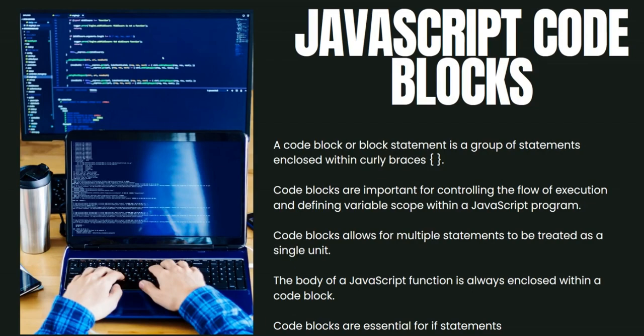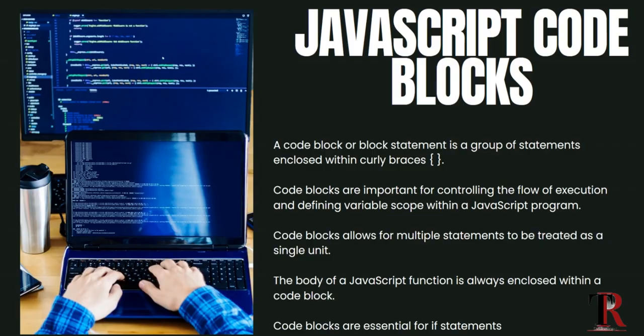Welcome to this lesson. We've talked a lot about scope in JavaScript. We examined global scope, function scope, and then block scope. In this lesson, we are going to be examining code blocks. A code block, or block statement, is a group of statements enclosed within curly braces.